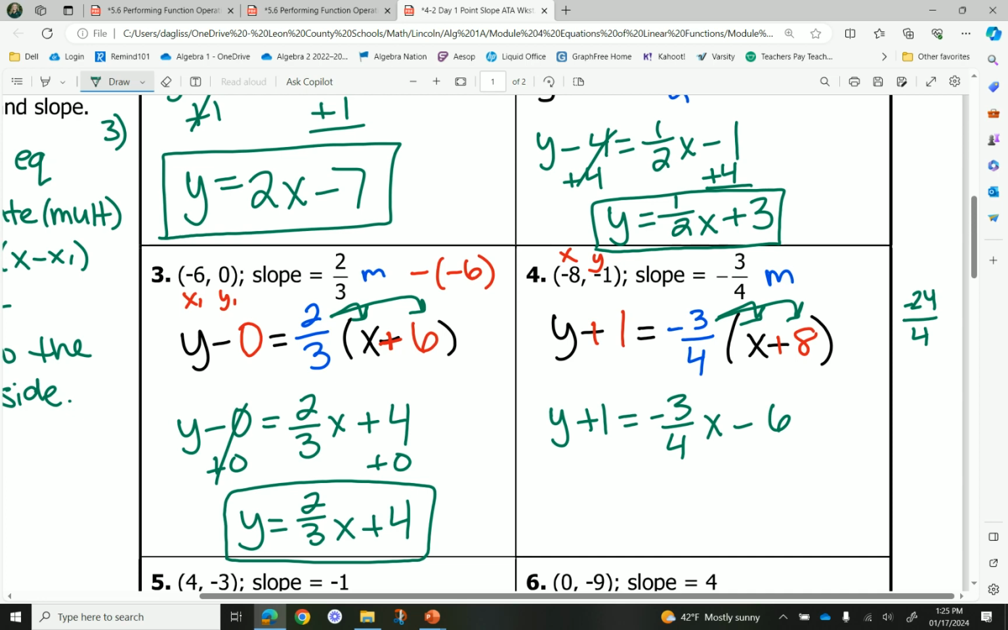All right, what's my third step? Yep, subtract the 1 this time. I'm going to subtract it from what? From my negative 6. Good. Negative 3/4 x, and then this is now what? Negative 7. You were right, negative 7. The different signs and stuff in this.